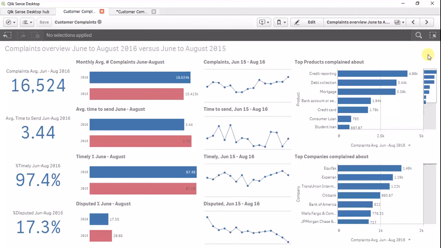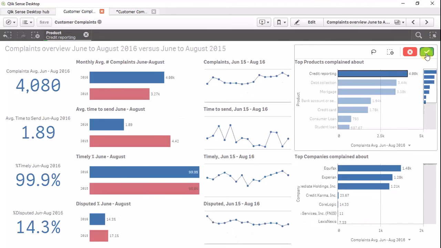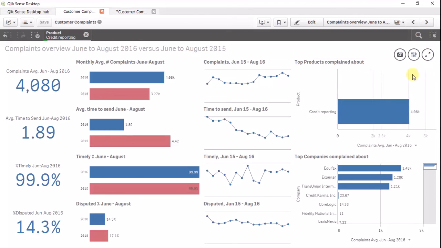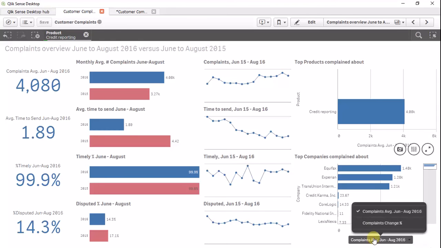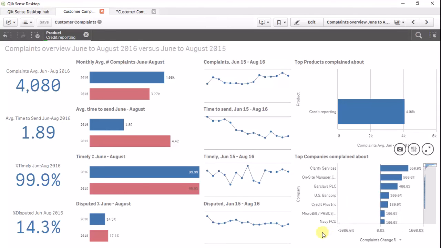These bar charts are interactive, so I can click on one of these, and making that selection, everything else updates to reflect what's in there. I can also change the type of metric that's being displayed. So for example, change from complaints to the percentage change year on year.